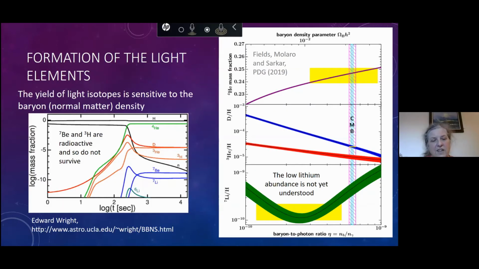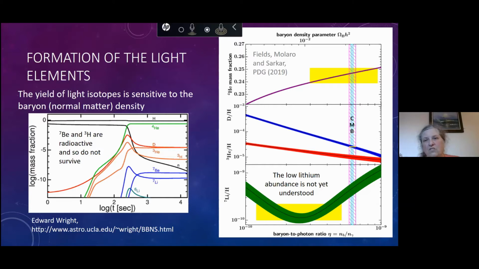So on the left here is a plot showing how we calculate the abundances of these light isotopes to change with time over the first few minutes of the lifetime of the universe. That bottom scale is logarithmic, so 0 is 1 second after the Big Bang, 1 is 10 seconds, 100 seconds, 1,000 seconds, and 10,000 seconds. So this is the first 3 hours after the Big Bang, and you can see that we start off with mostly just protons and neutrons, and we end up with a mixture of elements, but mostly hydrogen, helium-4, deuterium, and helium-3.